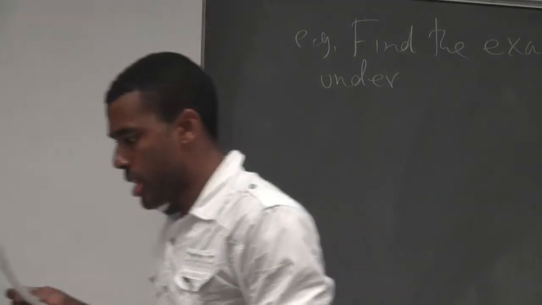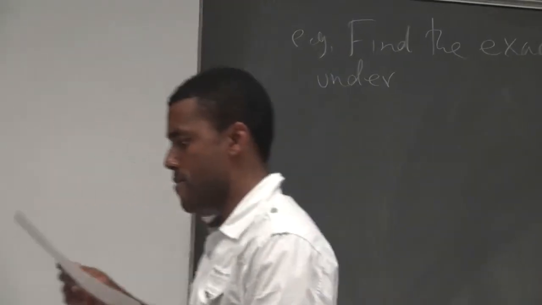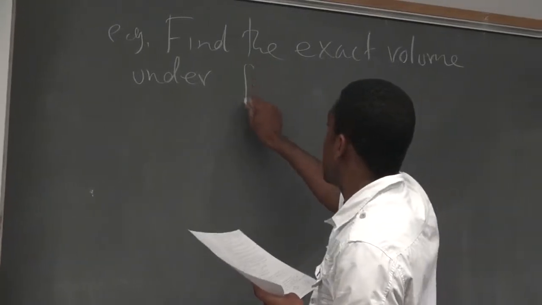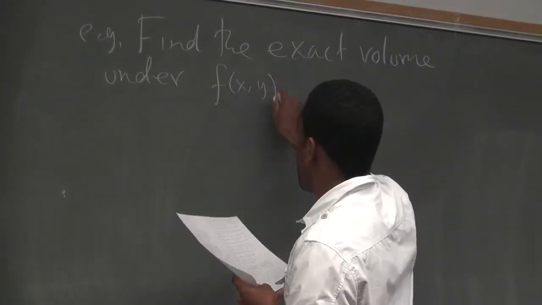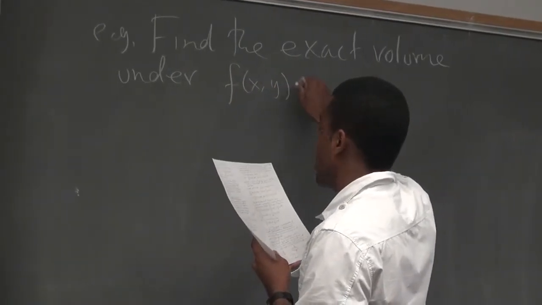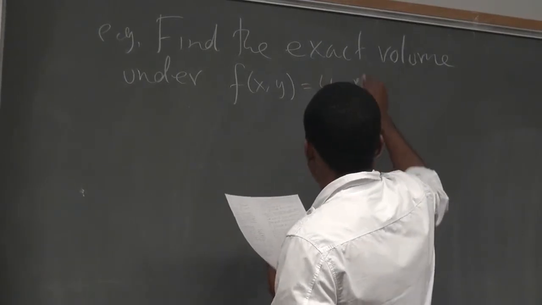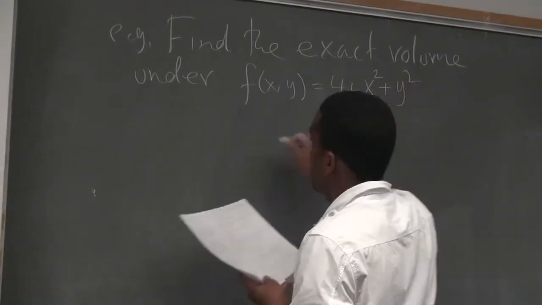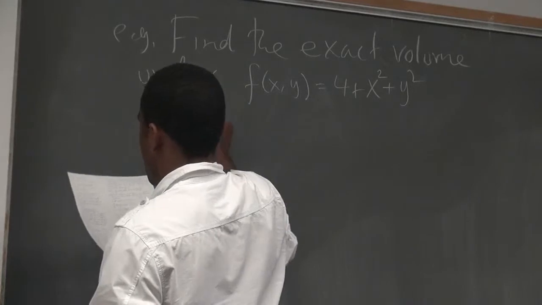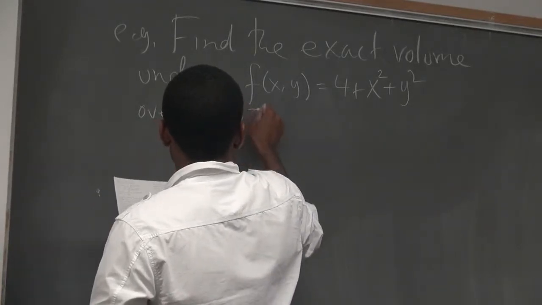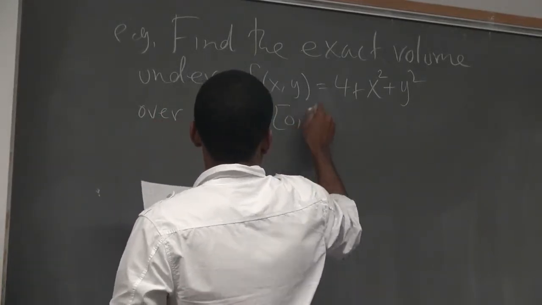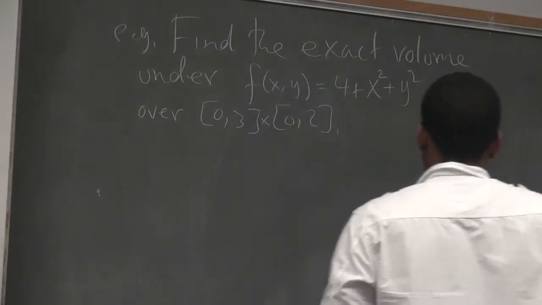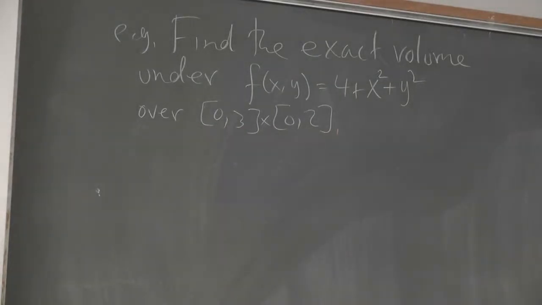So earlier I asked you to estimate an integral. Yeah, here it is. Of f of x, y equals 4 plus x squared plus y squared over 0.3, 0.2. Okay, now try that. We did that estimation with the Riemann sums. Now actually, I want the exact volume.